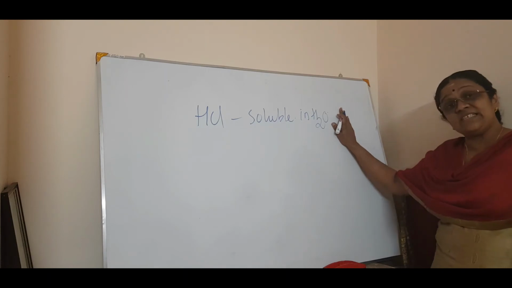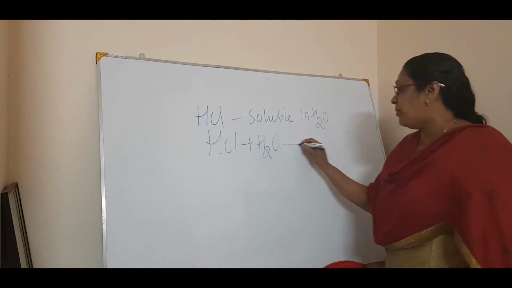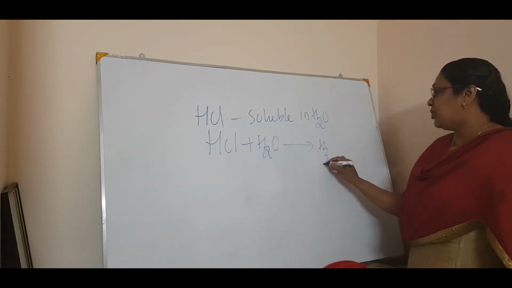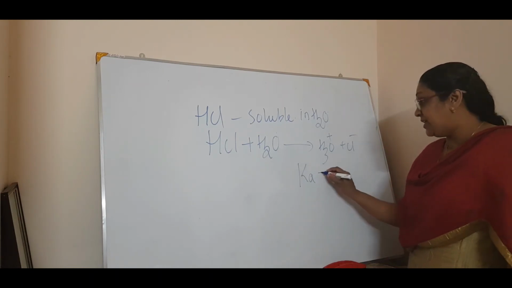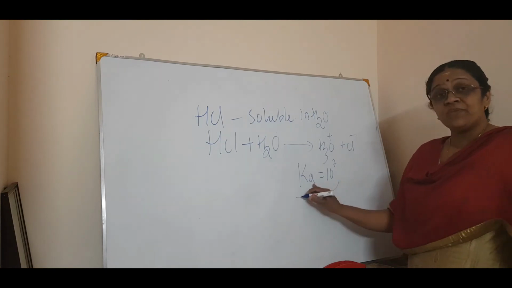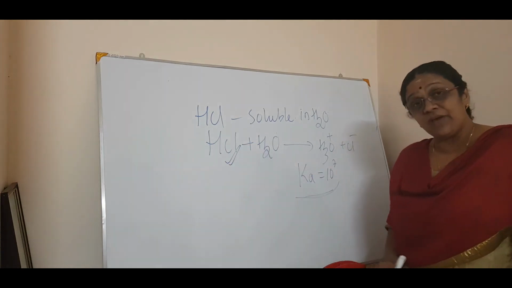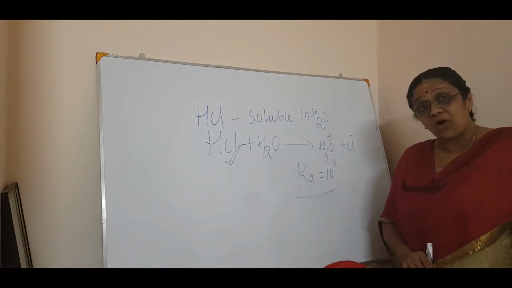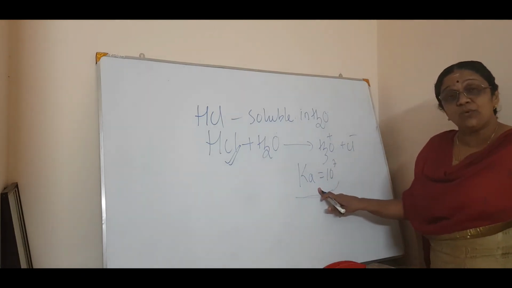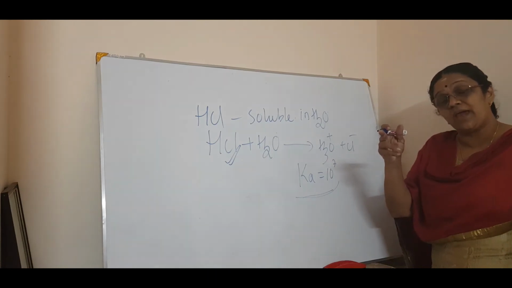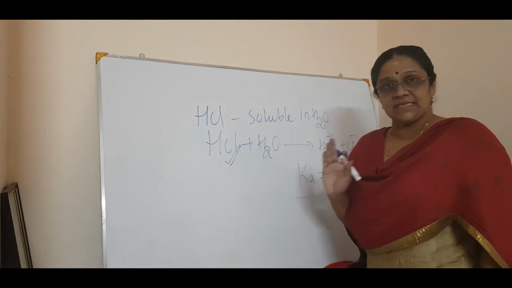Then it is a very, very good acid. That is HCl plus H2O. It is soluble in water to form what? It forms H3O+ plus Cl-. And you see the dissociation constant is 10 raised to 7. A huge value for the dissociation constant, which means that this is a very, very powerful, strong acid. See how much larger the value of Ka, the greater the value of Ka, the greater will be the acidic strength. So that is why you call HCl a very, very strong acid.